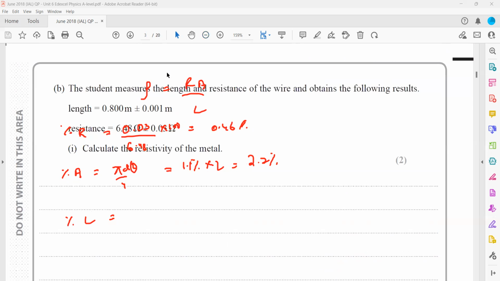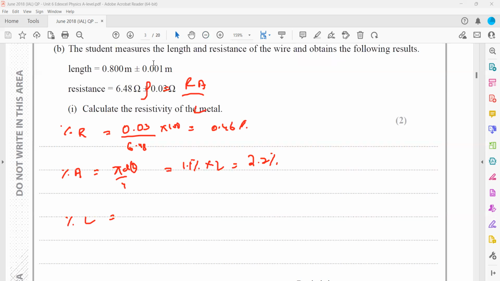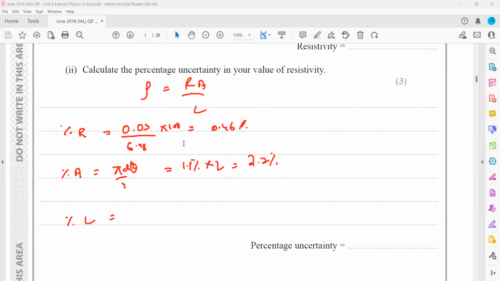And in length, the uncertainty is the least count, 0.001, divided by 0.8. So 0.001 divided by 0.8 times 100. This will give us the percentage uncertainty in the value for length, that is 0.13. Now to calculate the total uncertainty, percentage uncertainty: 0.46 plus 2.2 plus 0.13. You just simply add them and the total uncertainty will be 2.8%.